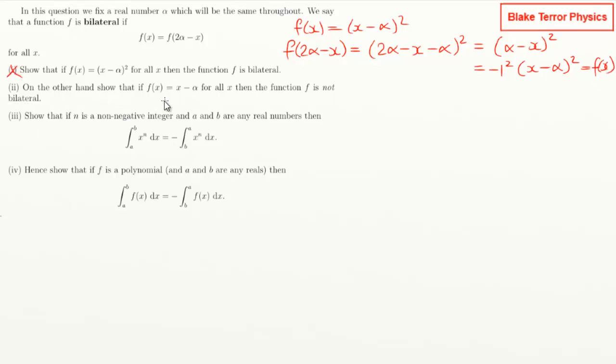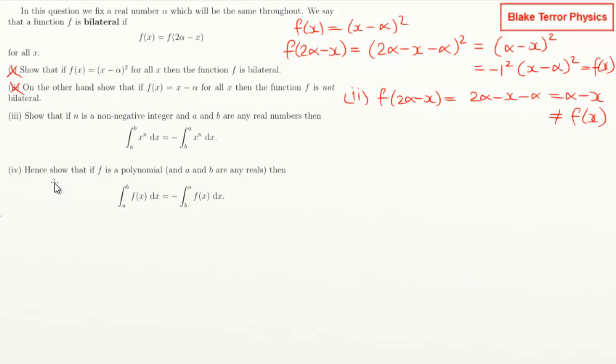On the other hand, show that if f of x equals x minus alpha, so we're not squaring it, for all x, then the function f is not bilateral. So in part 2 then, we want f of 2 alpha minus x equals 2 alpha minus x minus alpha, which is alpha minus x, which is not equal to f of x. Right, they started us off in a fairly friendly fashion there.